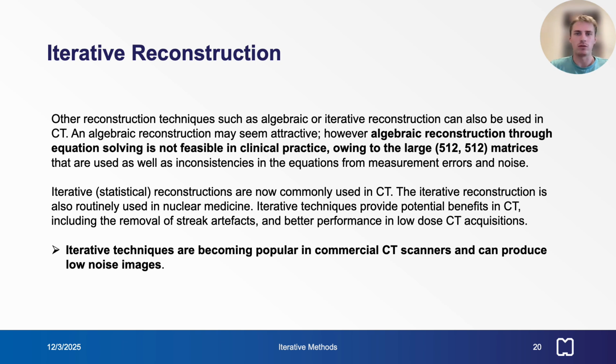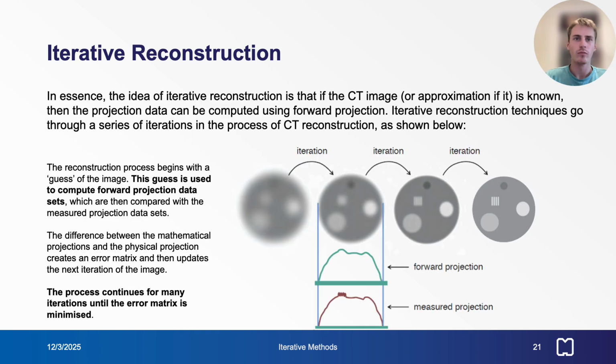Iterative or statistical reconstructions are now commonly used in CT. The iterative reconstruction is also routinely used in nuclear medicine. Iterative reconstruction techniques provide potential benefits, including the removal of streak artifacts and better performance in low-dose CT acquisitions. So, iterative techniques are becoming popular in commercial CT scanners and can produce low-noise images.